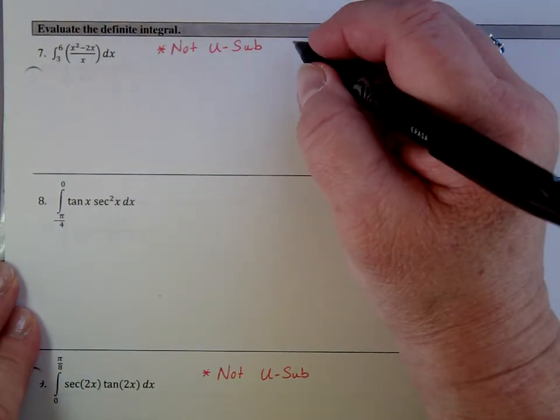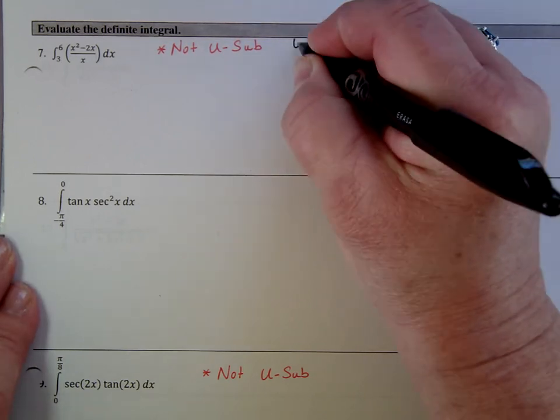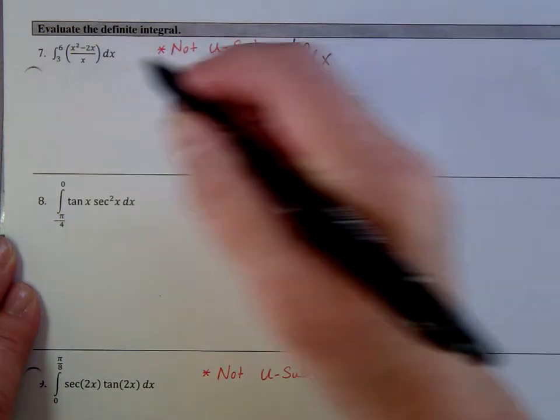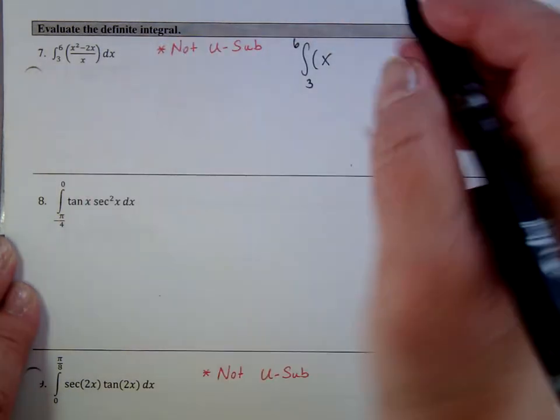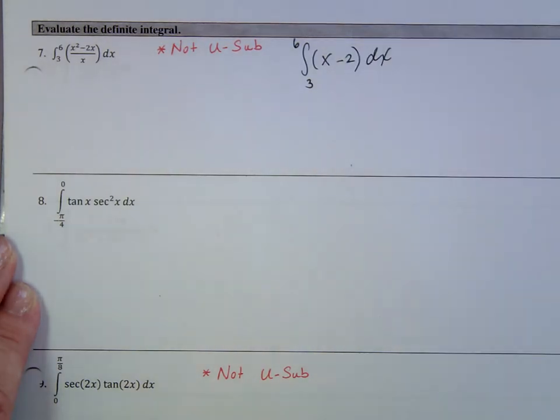Let me start you on the first step for this guy. It is the integral going from 3 to 6. If I divide x into x squared, I get an x. If I divide x into 2x, I get a 2. And that is the same exact thing as what the original integral is. It's just simplified. Number 8 is a u substitution.